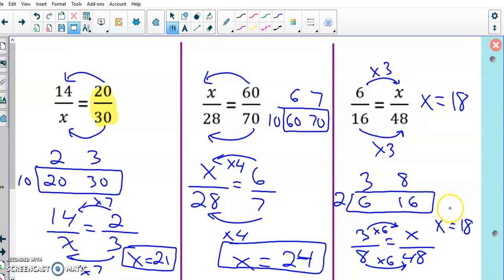So if you do not have to simplify, then don't do it. You can still just scale up or scale down accordingly. But if you want to simplify first, by all means you can, and you will still get the same answer.